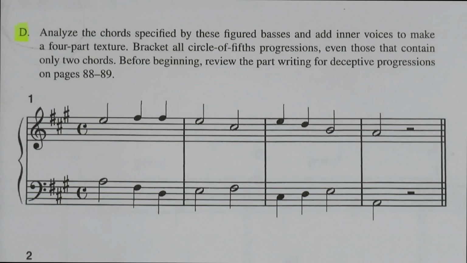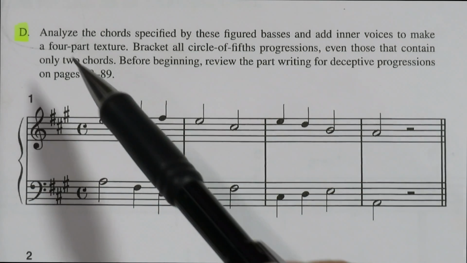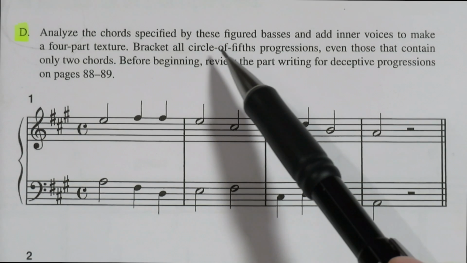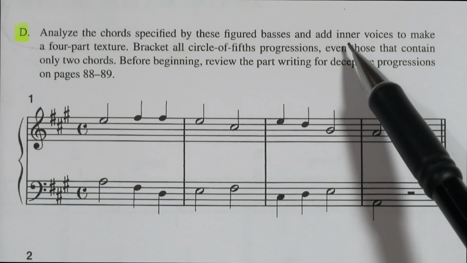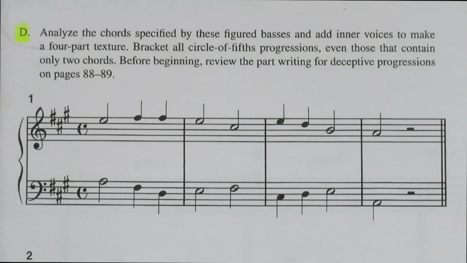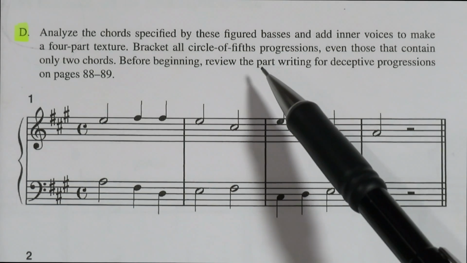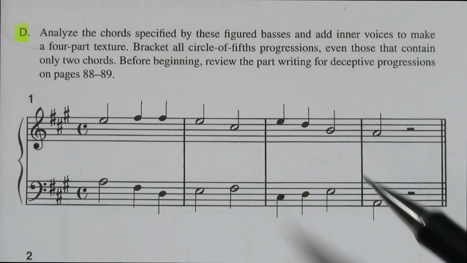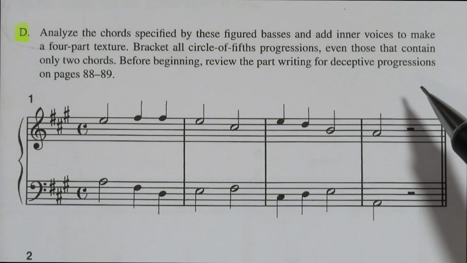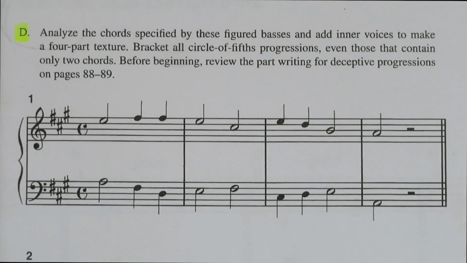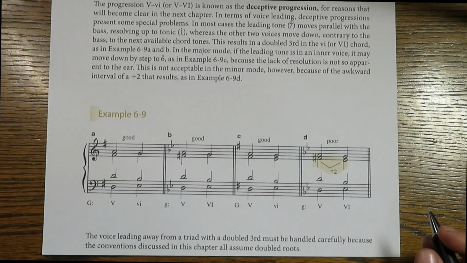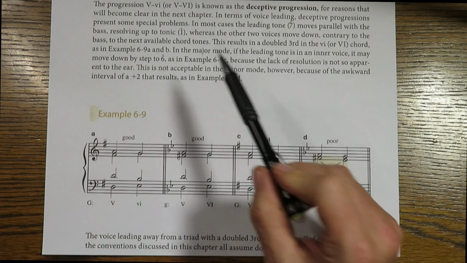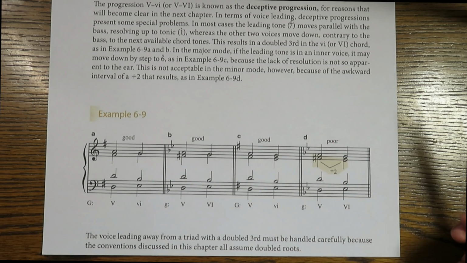Okay, greetings. Now we're in part D, and we're to analyze the chords specified by these figured basses and add inner voices to make a 4-part texture. Bracket all circle of fifths progressions, even those that contain only 2 chords. Before beginning, review the part writing for Deceptive progressions on pages 88 and 89. Okay, so I have that here, and the progression 5 to 6 is known as the Deceptive progression, for reasons that will become clear in the next chapter.